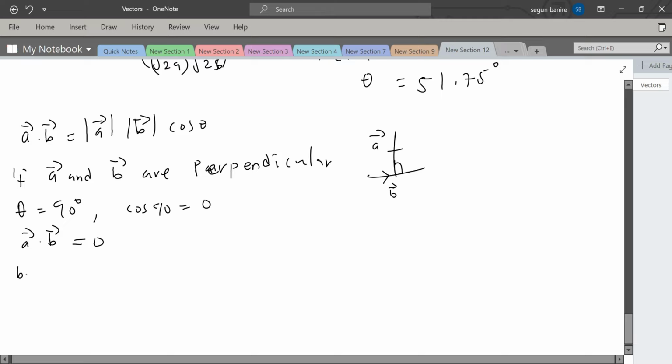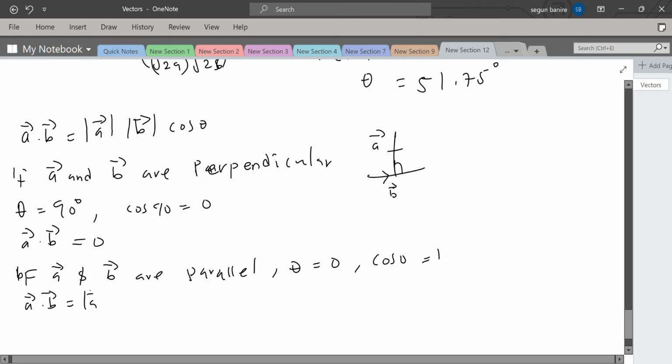But if A and B are parallel, the angle will be 0. There won't be an angle between them, and cos 0 will be 1. So it means that A dot B will be equal to the product of their magnitudes.